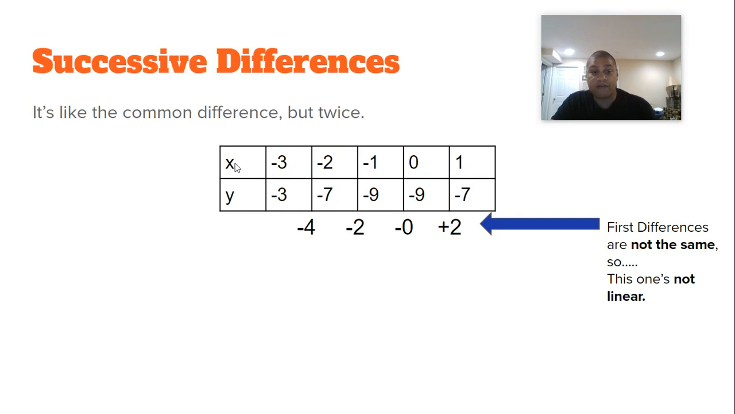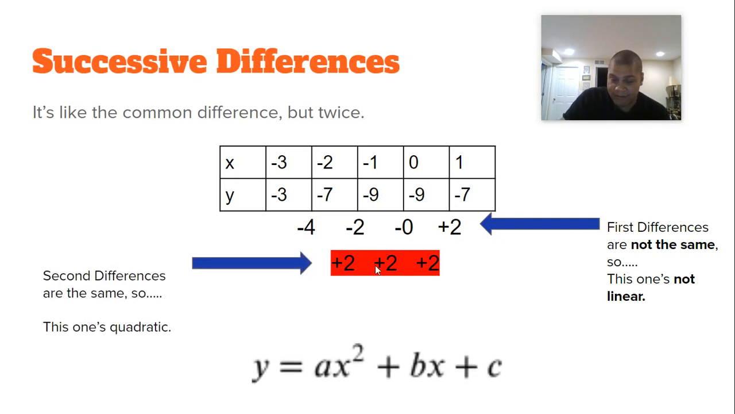But that's just first differences, and successive means one after the other. So if the first differences aren't the same, let's check the second differences. Well, what's second differences? Second difference is the change in each of these numbers. So how do I get from -4 to -2? Well, I would add 2. How would I get from -2 to 0? I would add 2. How would I get from 0 to positive 2? You add 2 each time, okay? So the first differences didn't work, but the second differences, that's what these are, they are all the same.